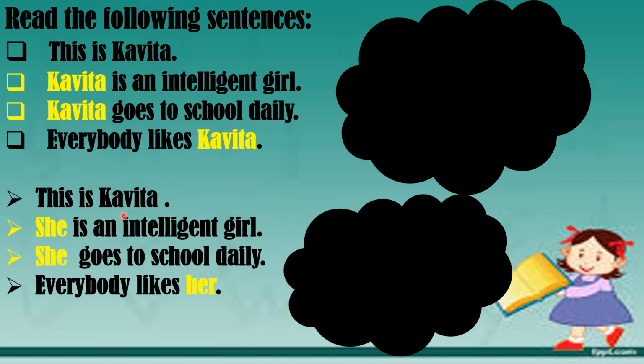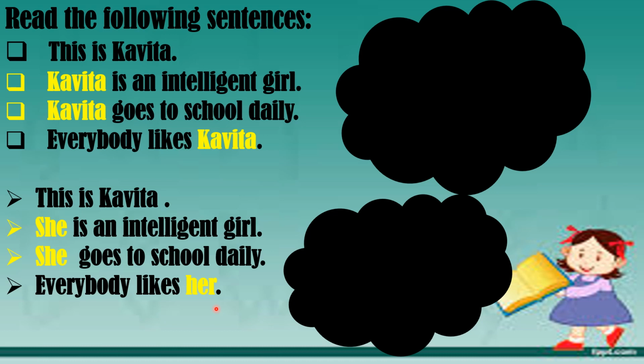This is Kavita. She is an intelligent girl. She goes to school daily. Everybody likes her. In these sentences, we have used she and her in place of Kavita. These words are known as personal pronouns.